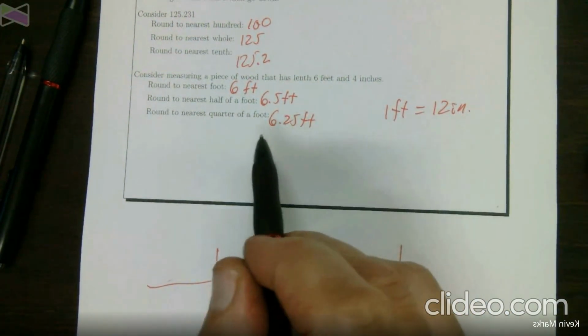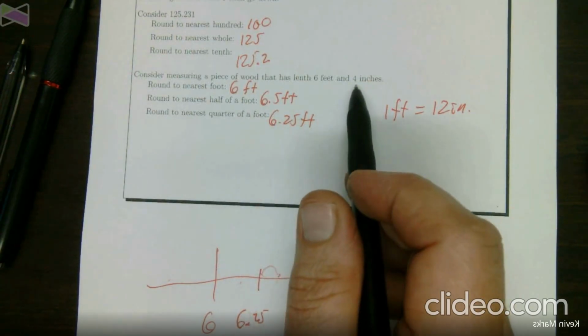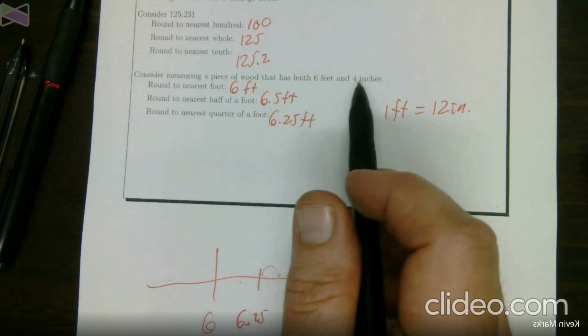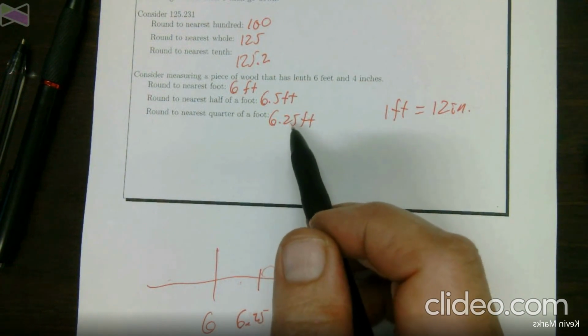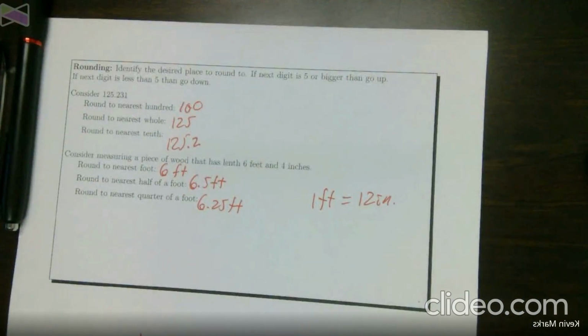But that's what they want. They're breaking it down into whole 6 feet and then a part of a foot. 4 inches is closer to a quarter as opposed to the next quarter, right? So it's kind of the same thing when you get to that worksheet, right?